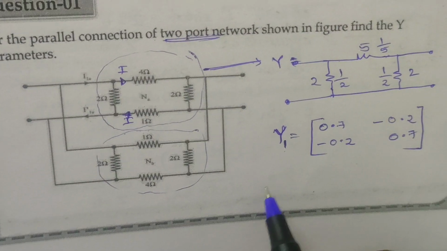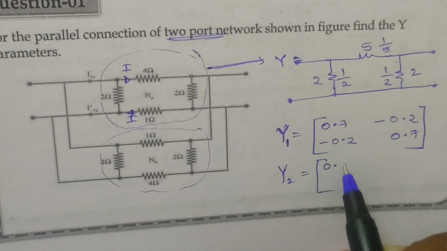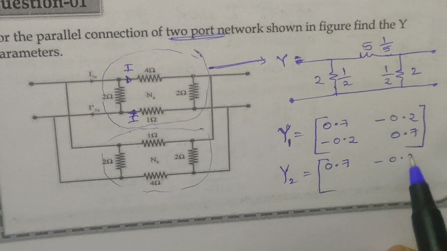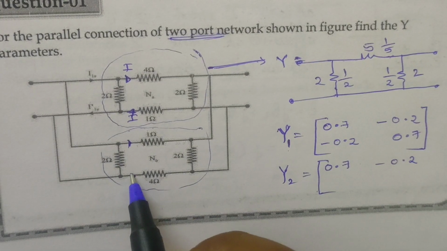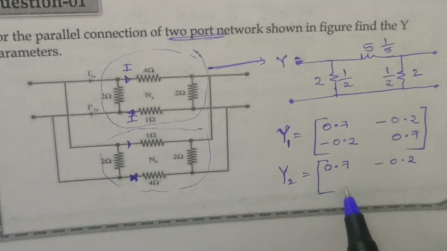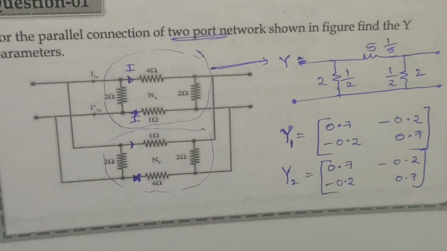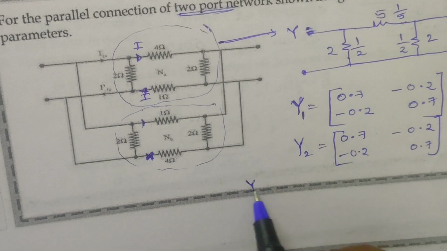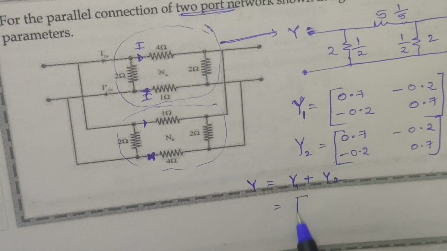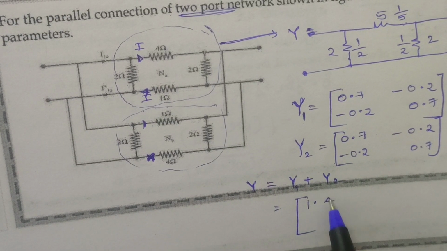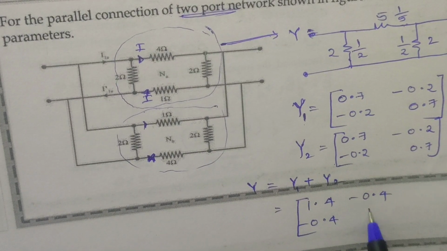The second network is also the same as the first network, so write the same. Simply 4 and 1 are interchanged here, so write the same values. Now these are in parallel connection. You must add the Y parameters, Y1 plus Y2. You will get 1.4, minus 0.4, minus 0.4, and this is also 1.4.